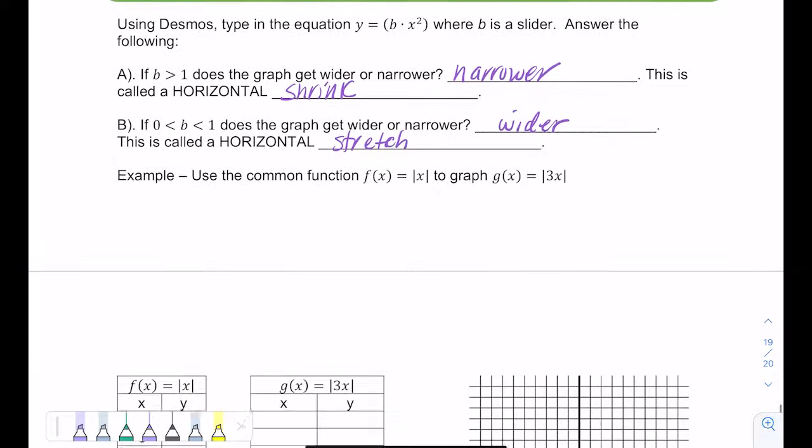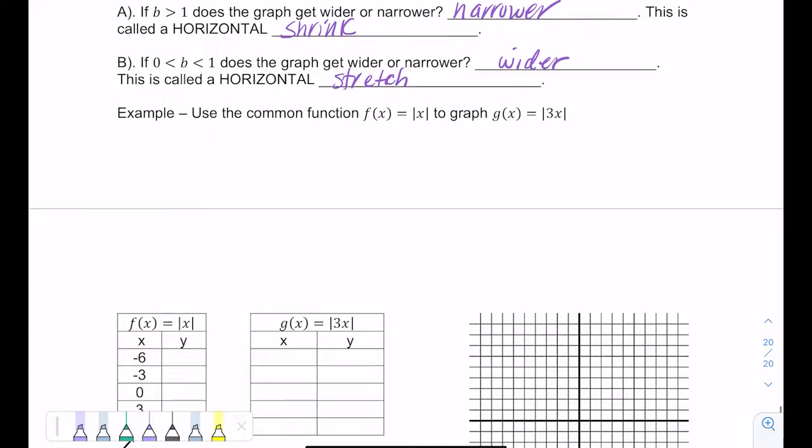Okay, so let's take a look here. If I take the absolute value function, right, that's my common function, and let's say I put a 3 on the inside. What do you think that 3 is going to do to the graph? So will it stretch it? Will it shrink it? And will it be vertical or horizontal?